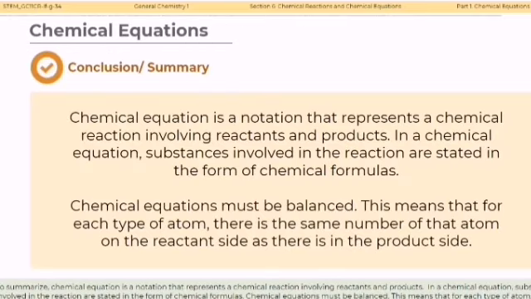To summarize, a chemical equation is a notation that represents a chemical reaction involving reactants and products. In a chemical equation, substances involved in the reaction are stated in the form of chemical formulas. Chemical equations must be balanced, and this means that for each type of atom, there is the same number of that atom on the reactant side as there is on the product side.